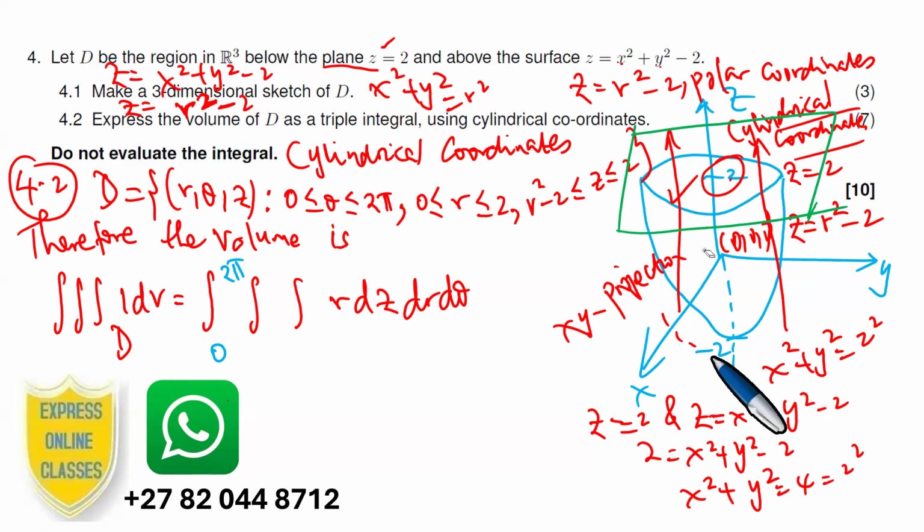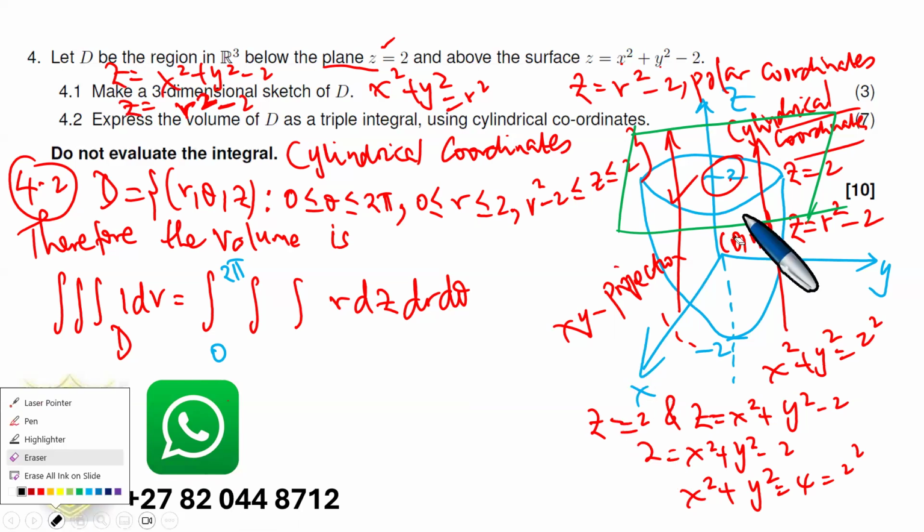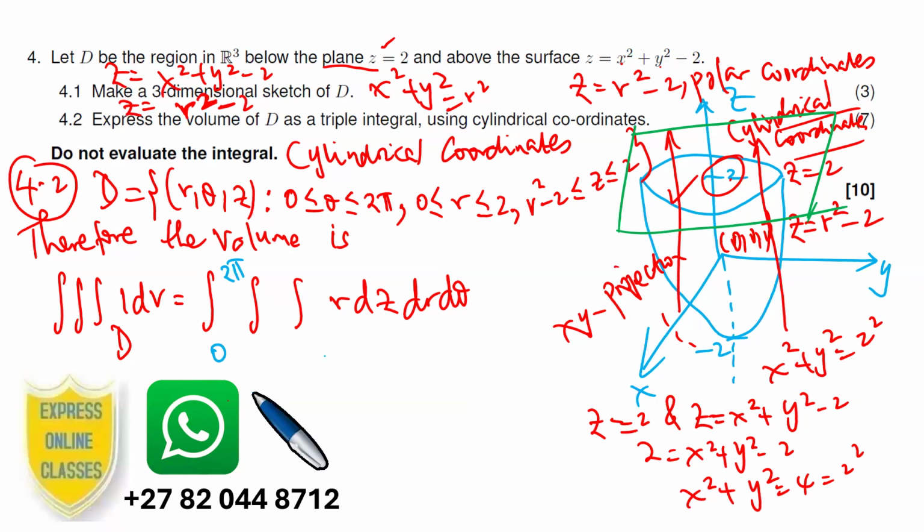But if you project it, you squash it, you force it down, you look at its shadow, which is the xy projection on the xy plane. The x axis and y axis form the xy plane, if you imagine z, the perpendicular axis, removed. Okay, with that mentioned, we're able to say the following. Therefore, the radius is 0 to 2. The z is r squared minus 2 to 2. Like that.